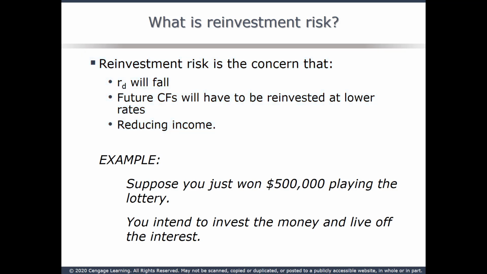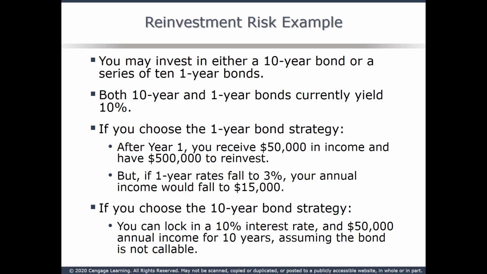An example will help clarify reinvestment risk. Suppose you just won $500,000 playing the lottery. You intend to invest the money and live off the interest. You have two options. Invest in a 1-year bond paying 10% and reinvest each year, or invest in a 10-year bond paying 10%. If you choose the 1-year option and rates fall, your income will fall, but you'll benefit if rates increase. If you choose the 10-year bond, your income is fixed, but you won't gain from a rate increase.